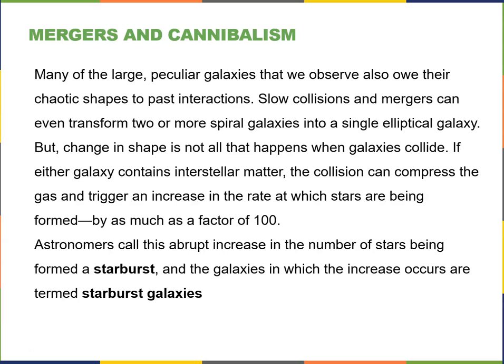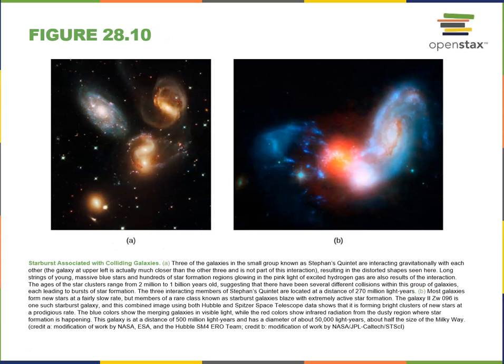If either galaxy contains interstellar matter, the collision compresses the gas and can trigger an increase in the rate at which stars are being formed. We call this a starburst, and the galaxies in which we can observe this are called starburst galaxies. In some galaxies, star formation is so intense that all available gas is exhausted in only a few million years. The burst of star formation is clearly only a temporary phenomenon.